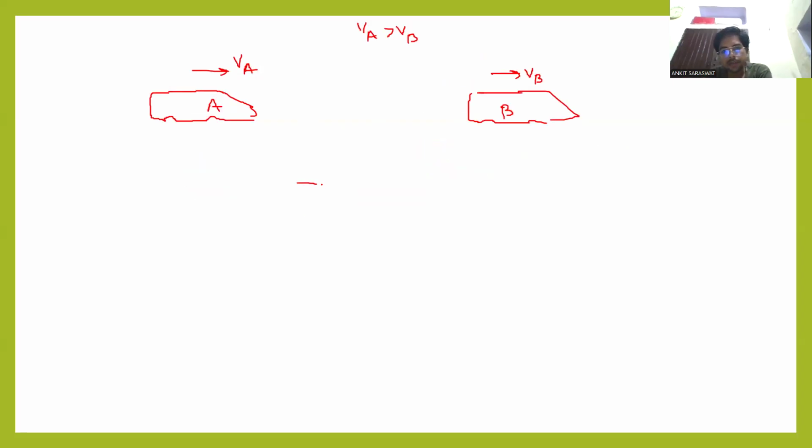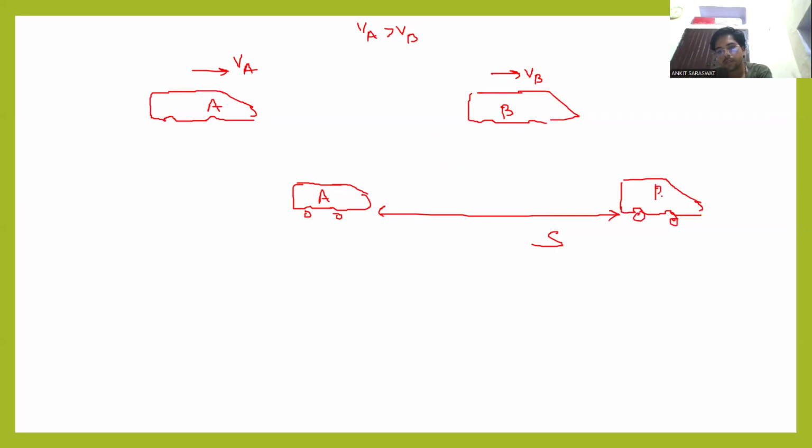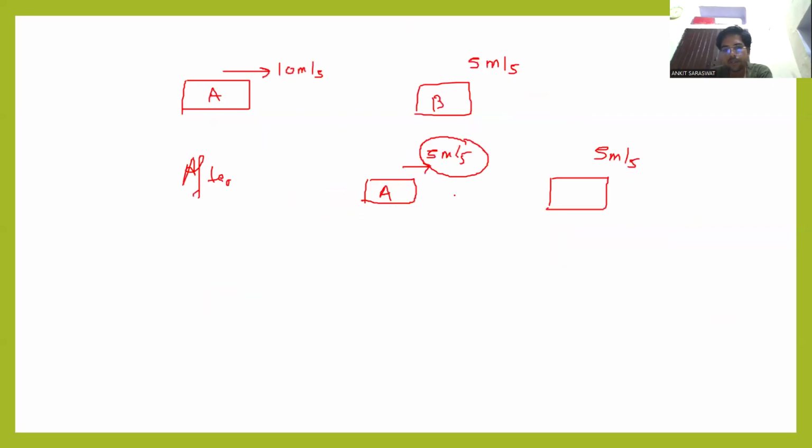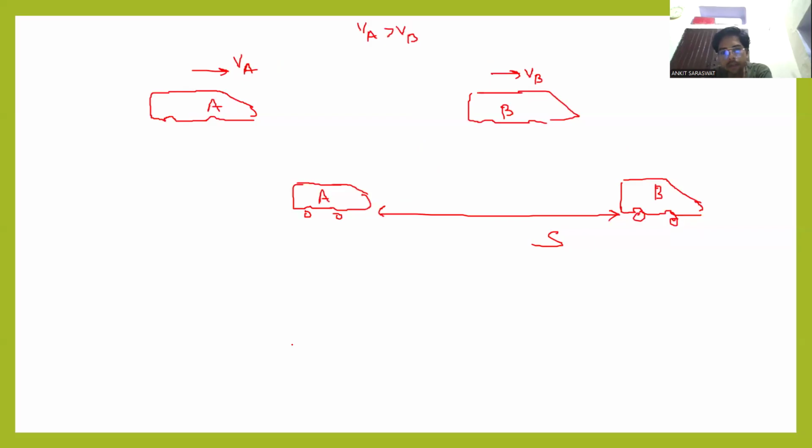When car A is at a distance of how much? S from car B. Okay, like this. Clear? So what they are saying, the driver of car A applies the brake, producing uniform retardation, so that there will be no collision. Clear? So he is applying the brake.